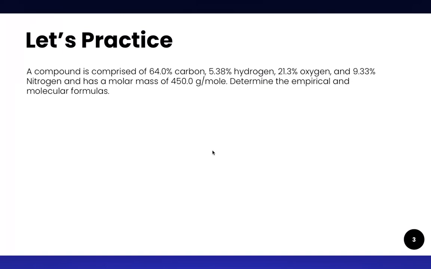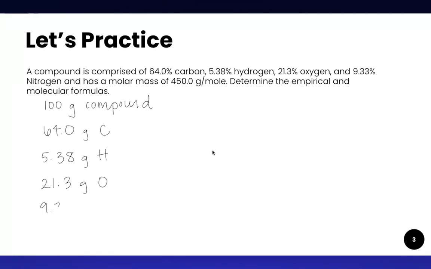Okay, so like last week, we are going to assume there is 100 grams of compound, meaning that we have 64.0 grams of carbon, 5.38 grams of hydrogen, 21.3 grams of oxygen, and 9.33 grams of nitrogen.